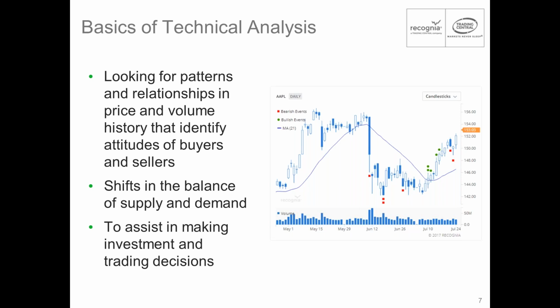So by following the changes in price, it can tell us something about the shifting balance of supply and demand for that stock in the marketplace. And that can help us to make better investing and trading decisions.